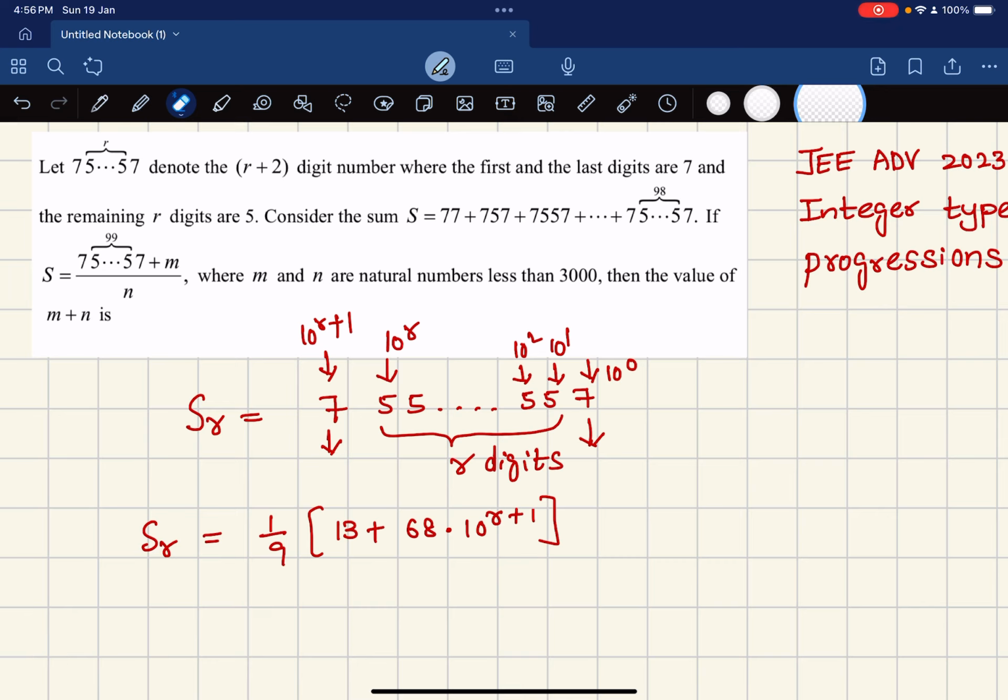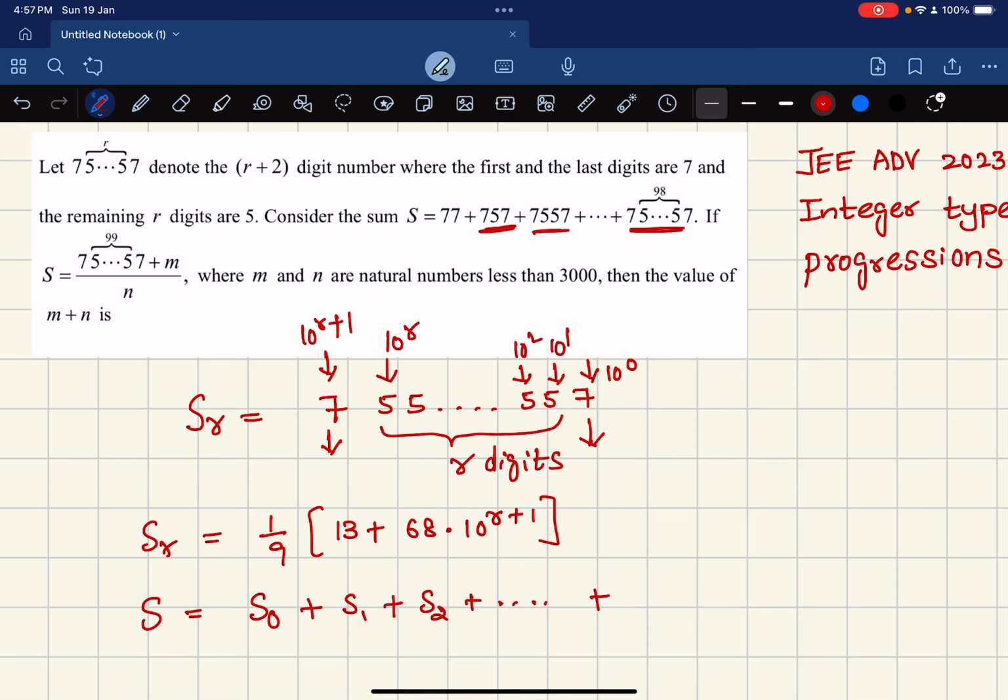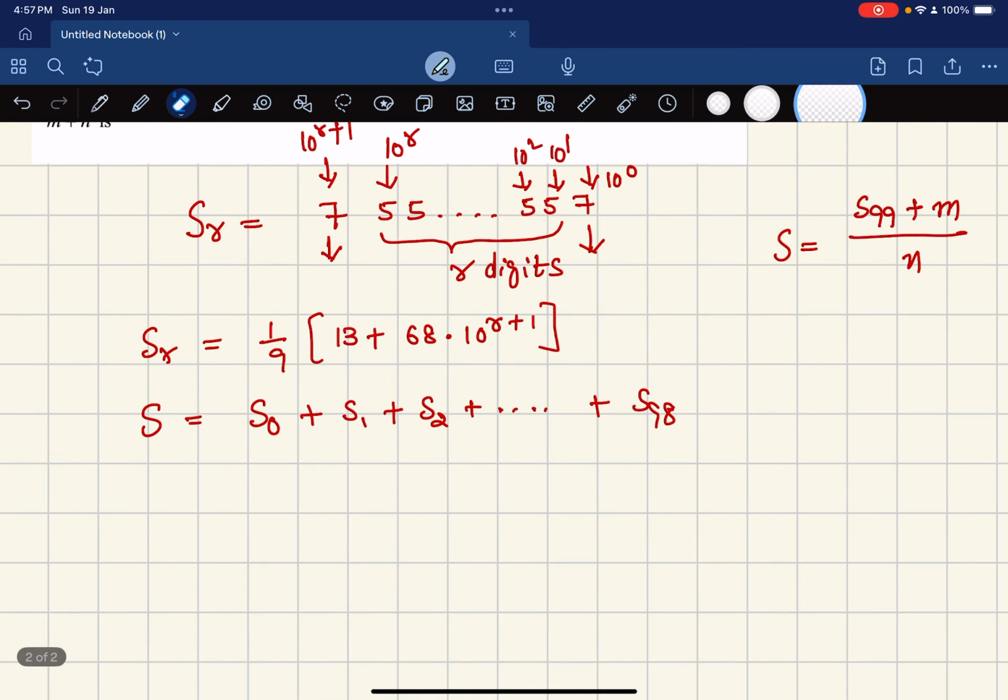Now let us proceed with the question. So it is given that S is equal to 77, that means S0. This is S1, correct? There is only one 5. This is S2, plus and so on, plus this is S98. All right. And also it is given that S is equal to S99 plus M by N, and we have to find out the value of M plus N. So that is the question. Now let us proceed and find out what S is.